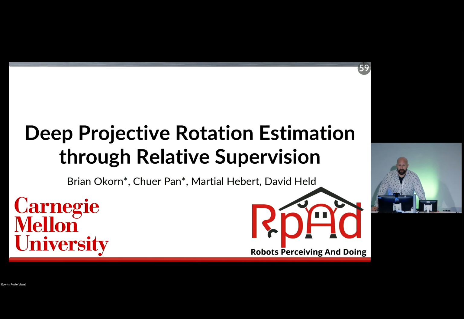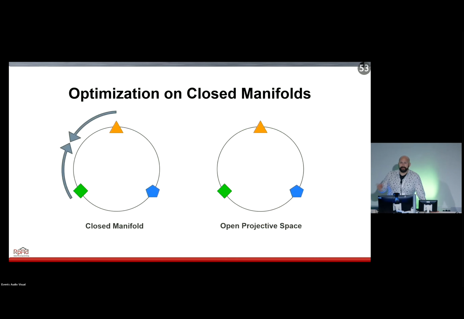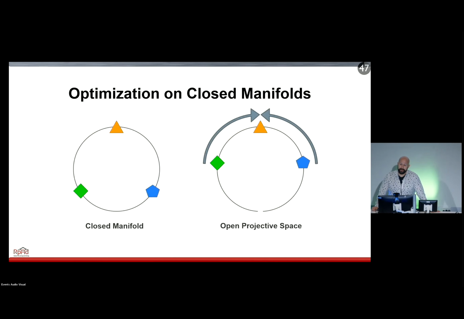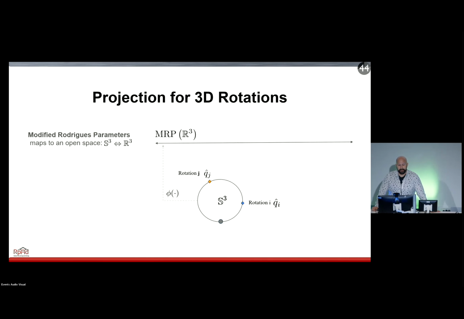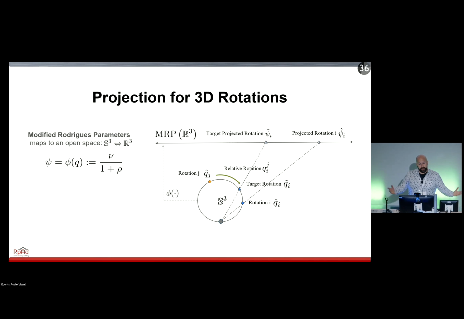Hello. We present a method of learning absolute orientation using only relative supervision. When optimizing enclosed manifolds, like those found in orientations, local optima are common. We find that projecting into an open space avoids most of these optima. Specifically, we use modified Rodrigues parameters to map from the closed space of quaternions to the open space of R3, and do the optimization in this open space.